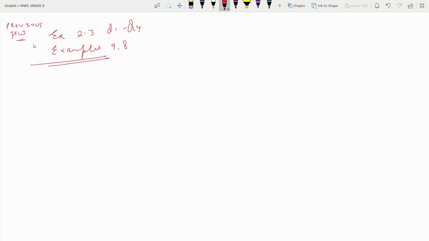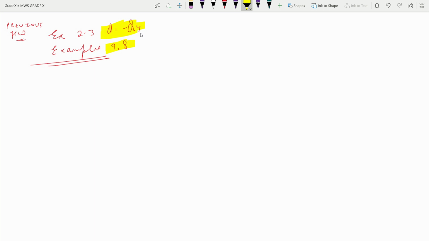So this was the previous homework, exercise 2.3, questions number 1 to 4. I hope you have done this. And examples 9 and 8 were given to do in the fair notebook. So all these questions you have to do in the fair notebook. We have done it. It is good. Those who have not done it, it is your pending homework. You need to do it now.